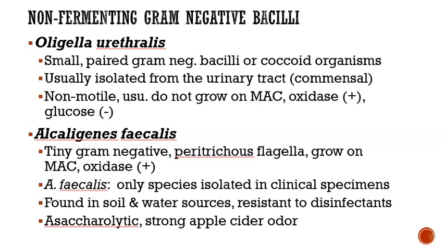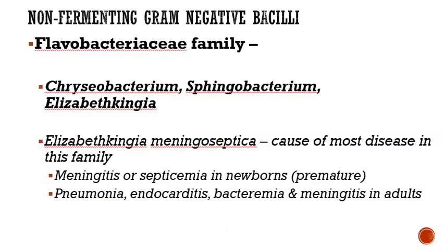Alcaligenes faecalis, tiny gram-negative organisms on the gram stain. It's peritrichous. It has peritrichous flagella. It will grow on MacConkey, and it's oxidase positive. Faecalis is the species usually recovered in clinical isolates. It can be found in soil and water sources, and it's kind of inherently resistant to disinfectants. It's considered asaccharolytic, and if you remember, that just means that it does not utilize sugars. And they say that it has a strong apple cider odor, which I've never noticed.